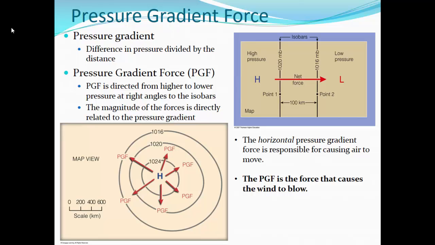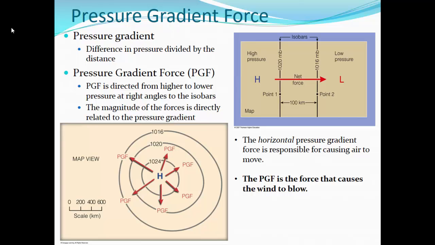It is the single most important and the primary force in the wind, the horizontal pressure gradient, responsible for causing air to move. The PGF is the force that causes the wind to blow. Now, on a more typical surface map in the lower left, we have a big dome of high pressure somewhere above 1,024 millibars, and then isobars of 1,024 to 1,020 to 1,016. And the pressure gradient force, which is being shown at right angles to the isobars, and the magnitude of those red arrows is a function of the actual pressure gradient.